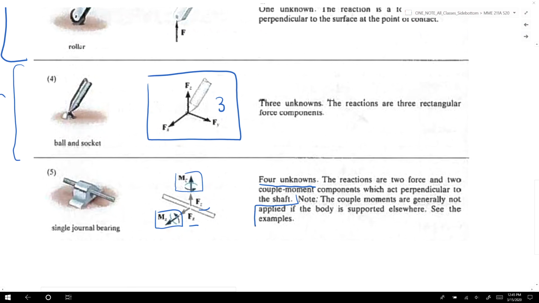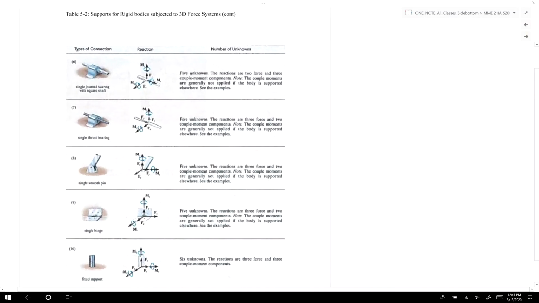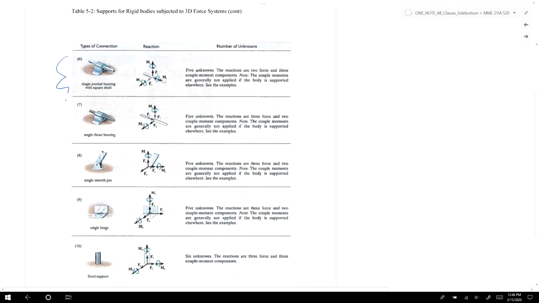However, if you have multiple journal bearings, or if the shaft or whatever the journal bearing is supporting is supported elsewhere, you should not include the couple moments. So these are sometimes not included. This is also true on the next page: the other journal bearings, and the pin and hinges as well, include this condition where if the rigid body is supported at some other place, you would not include the couple moments. So please be aware of this condition.